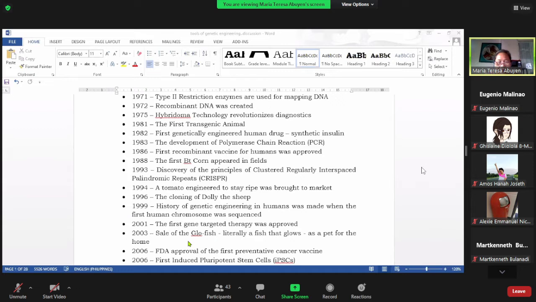Okay, another, the glowfish. I don't know if you are familiar with this. Children, are you still there? Yes. Okay, very good.